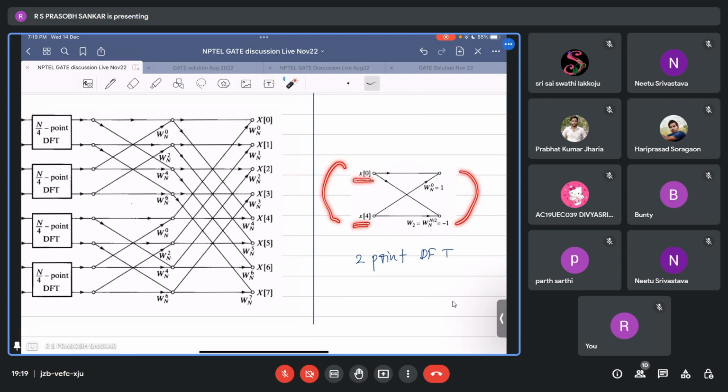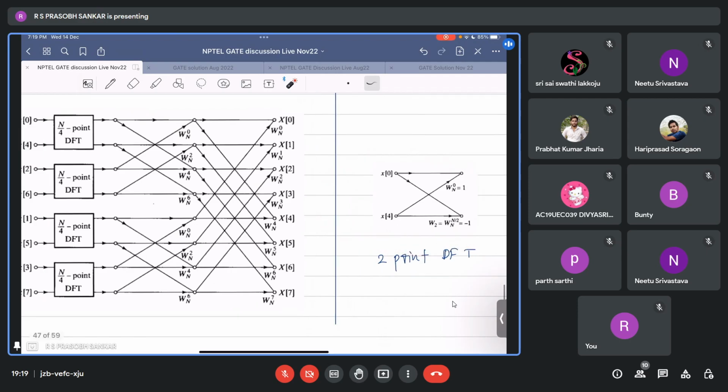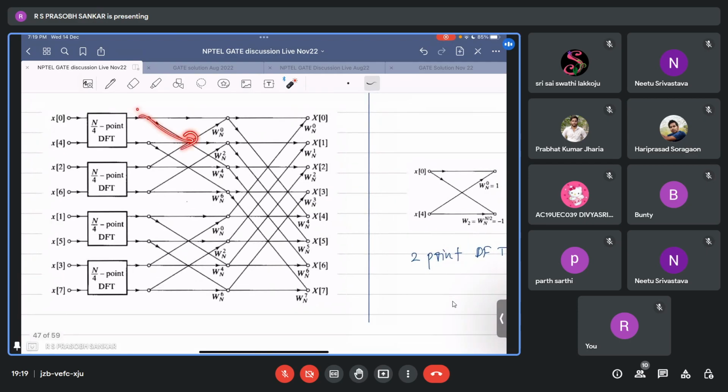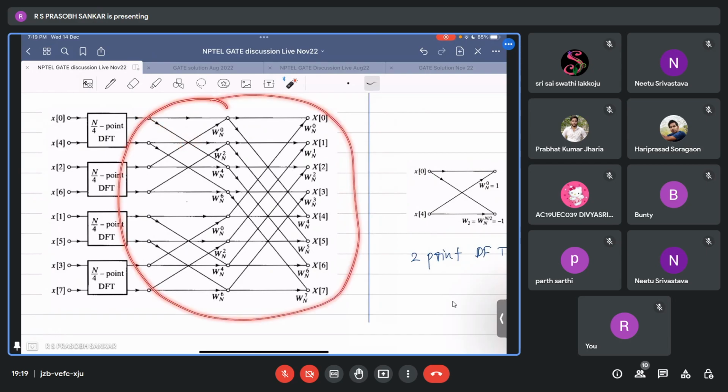Once we have the 2 point DFT, we have two inputs, and for a 2 point DFT, it is very easy. The DFT of a 2 point sequence has e raised to minus j 2 pi by 2 k, for k equal to 0 to 1. That's very easy. It's just e raised to 0 and e raised to j pi, so one is 1, the other is minus 1. So computing this 2 point DFT is very simple. We do the 2 point DFT of appropriate entries, then we merge them using this kind of structure.